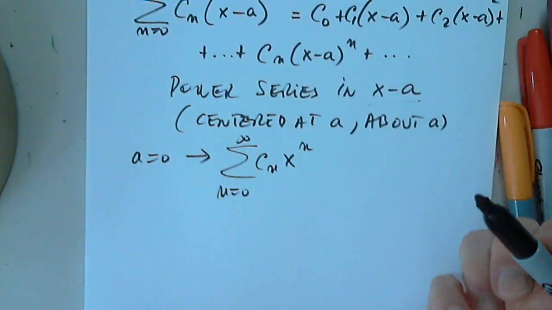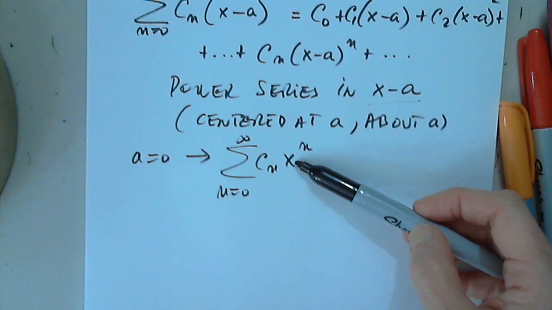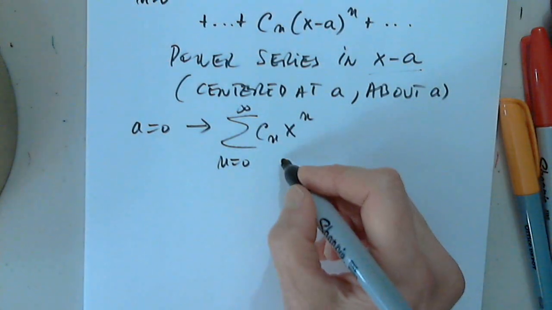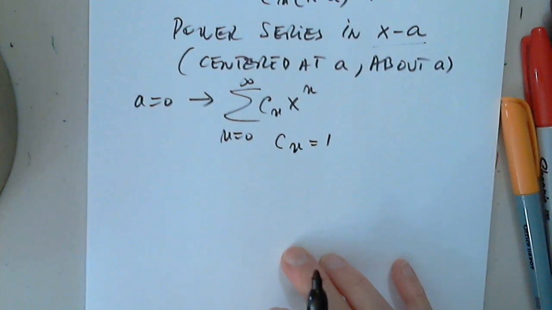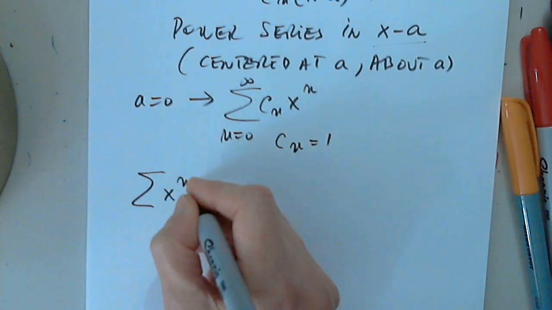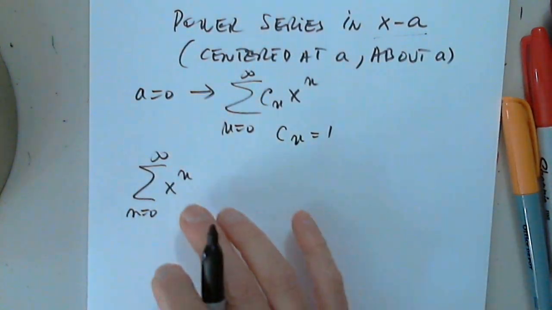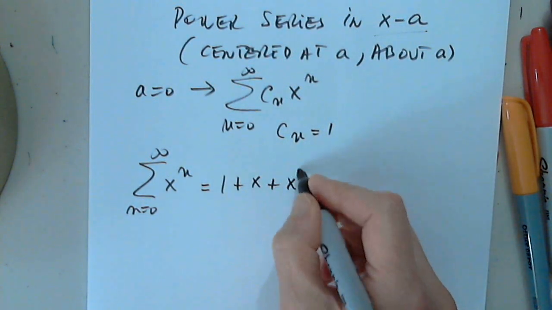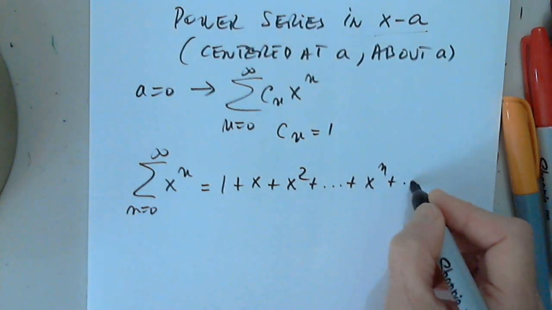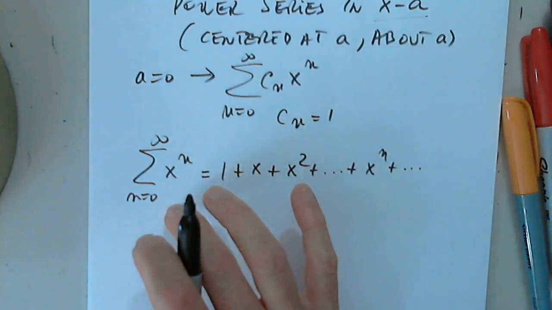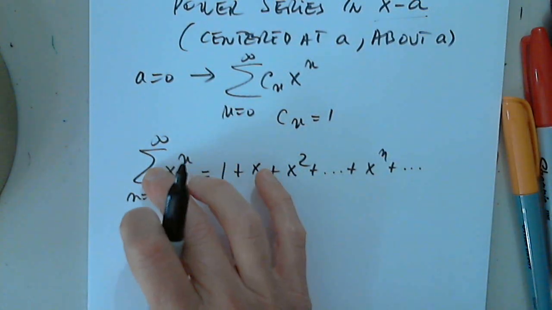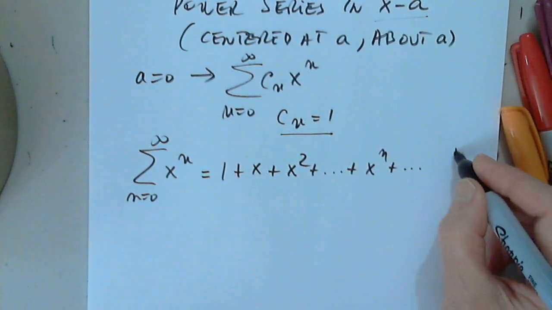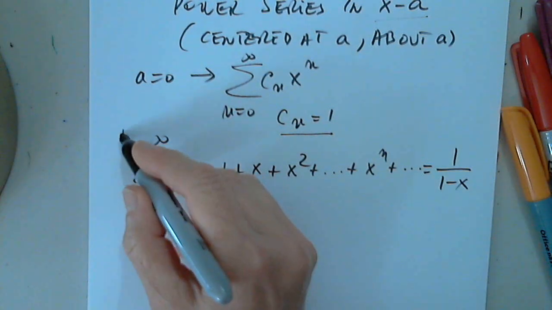And of course, these power series converge for particular values of x and diverge for other values of x. There is one in which all cn's are 1 that we already know about, and it's this: n equals 0 to infinity, the geometric series, right? So we have 1 plus x plus x squared plus dot, dot, dot, plus x to the nth, and it continues. And we already know the sum. We calculated it with different coefficients, but the coefficients now are all 1. So we know the answer is 1 over 1 minus x.